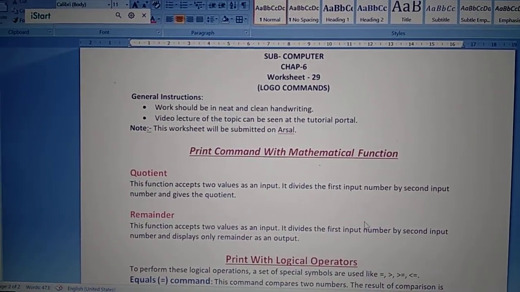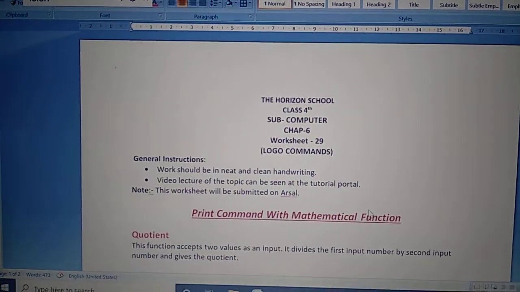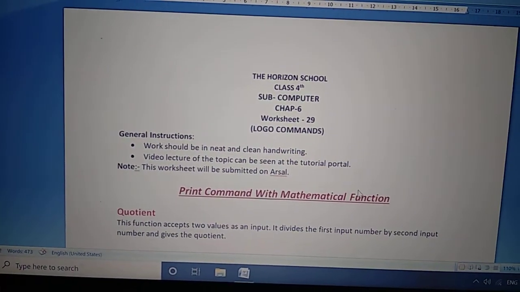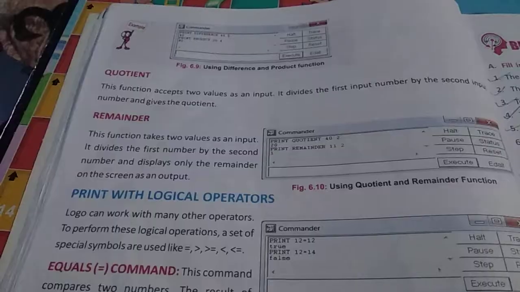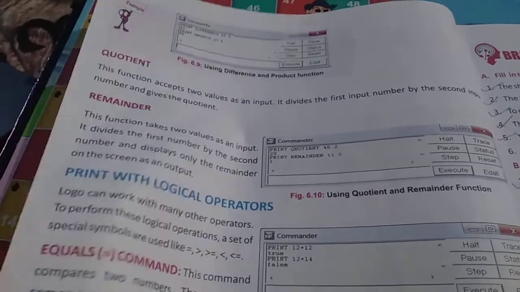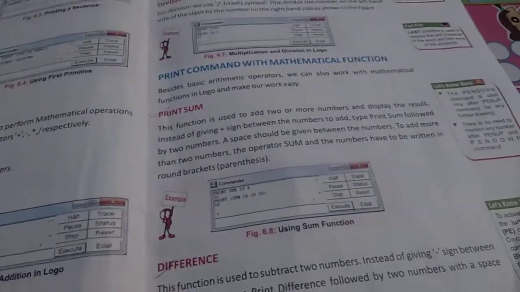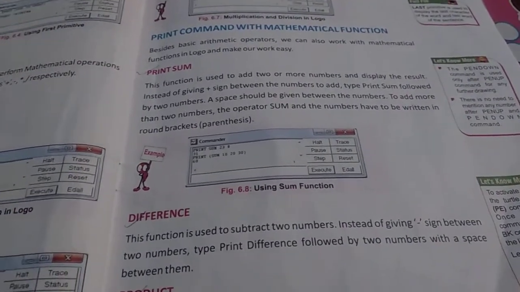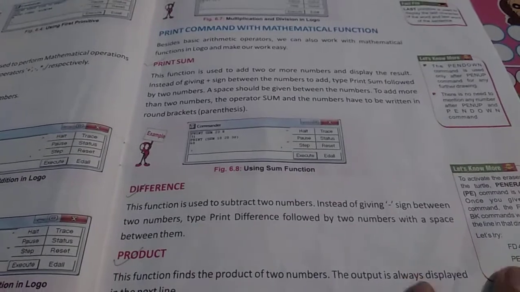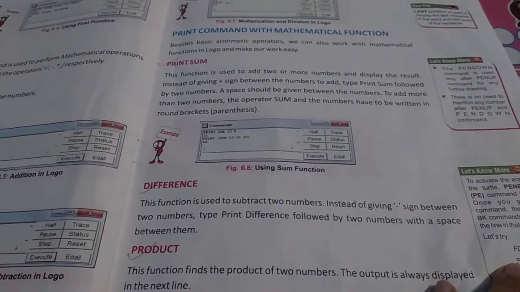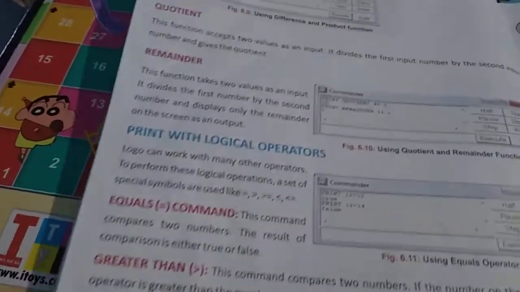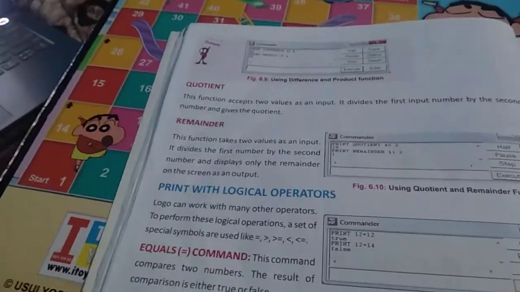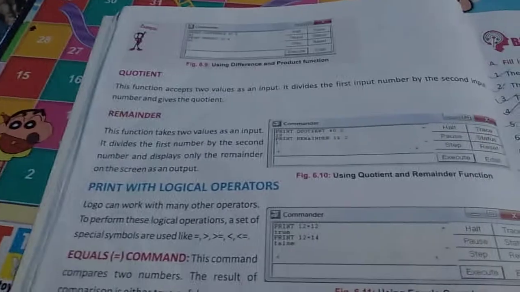Starting with this chapter, first I will explain in the book. All of you take out your book first. I think Ankita ma'am has covered these topics: print sum, difference, and product. These three topics have been covered. So in today's video I will explain page number 46, and we will end this chapter.